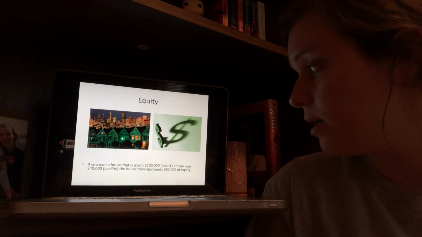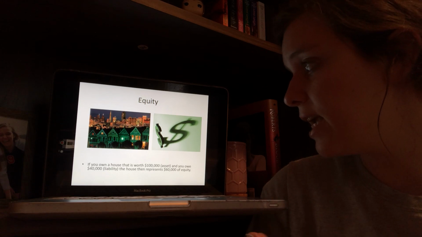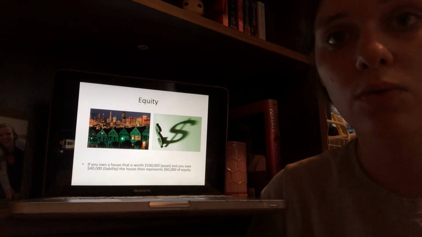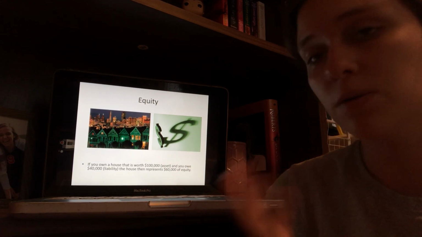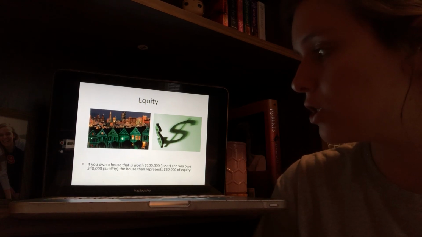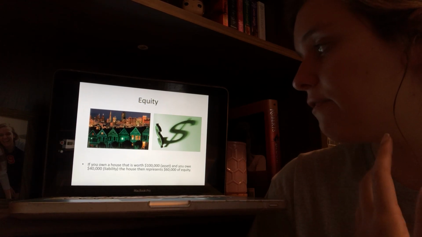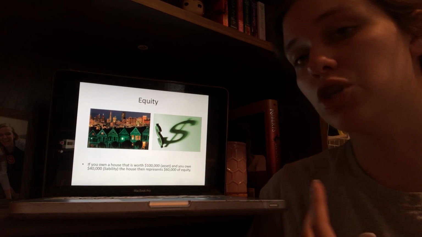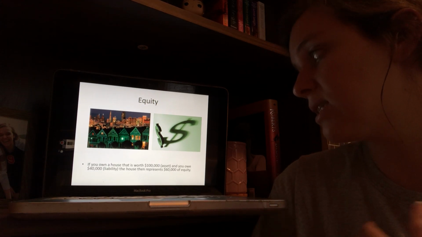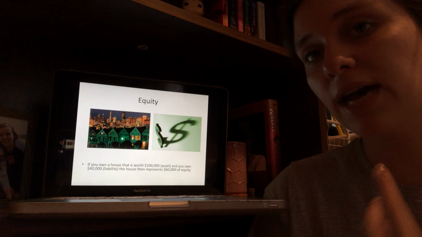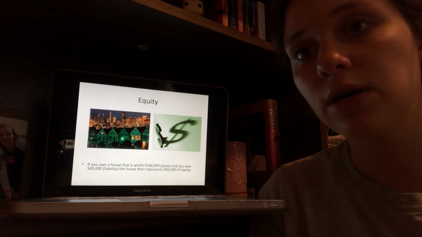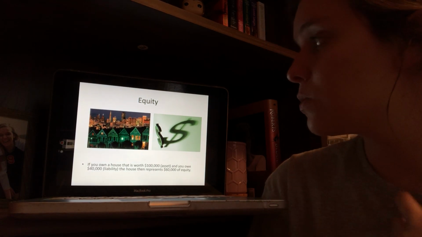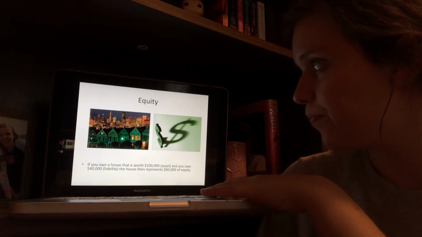It could also be the $40,000, which would be your liability, as well as the house, which would equal up to about $100,000, depending on the house that you own. And if you own a house that is worth $100,000, which is your asset, and you owe $40,000, which is your liability, the house then represents $60,000 worth of equity. So that is how I would do the storyboard and basically show what an asset is, what a liability is, as well as what the equity comes out to.